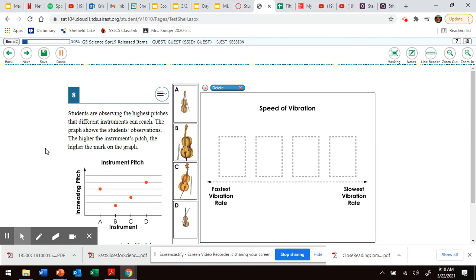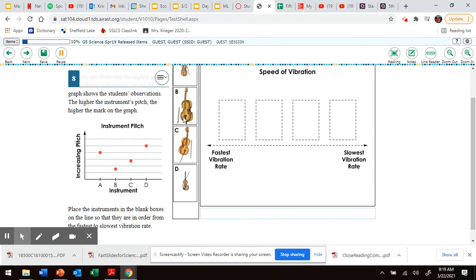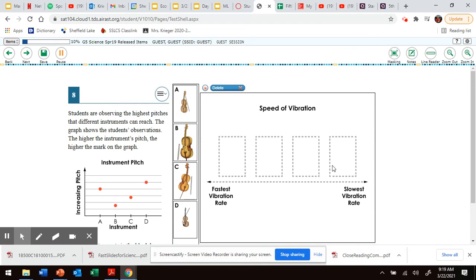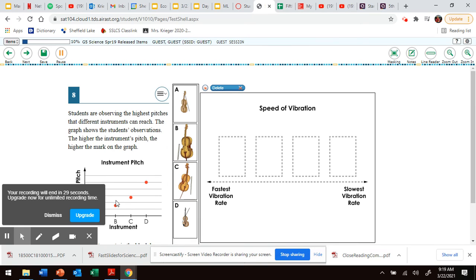Number 8. Students are observing the highest pitches that different instruments can reach. The graph shows the students' observations. The higher the instrument's pitch, the higher the mark on the graph. So instrument A is telling me it's right here. So it looks like D is the highest pitch, followed by A, C, then B. So now we have to go over here and move the instruments from fastest to slowest. So the higher the pitch, ladies and gents, is going to have a fast vibration.